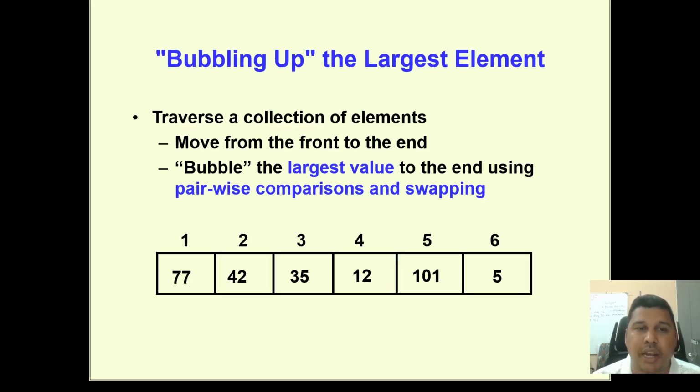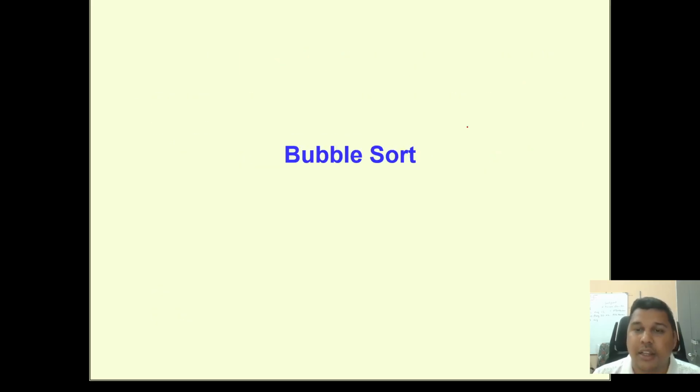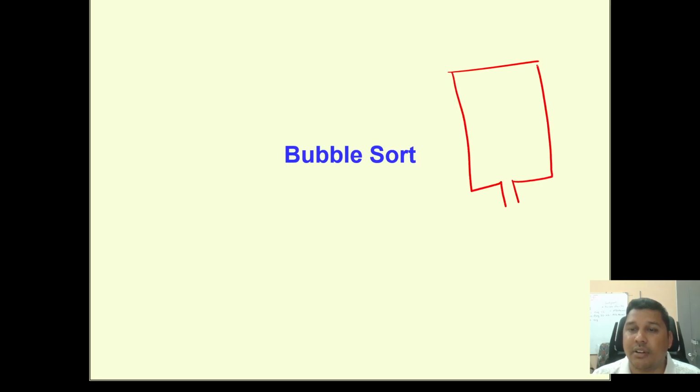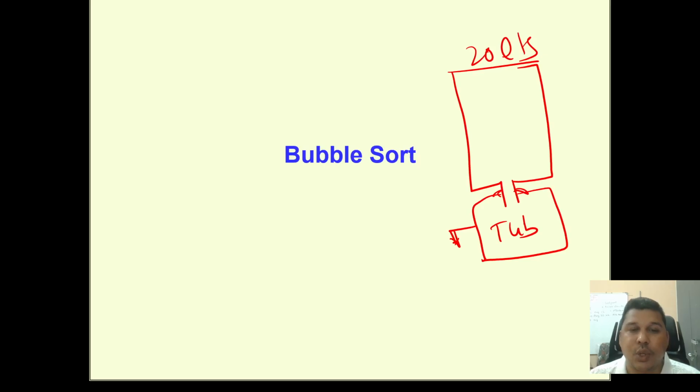Why is it called bubble sort? I will try to give you one example. In a general example, you have a water can, and there is a container like this which has a tap. I think you might have seen some containers like this, plastic ones. This is one 20-liter can, and it is inverted inside this plastic tub, which has a tap, right?